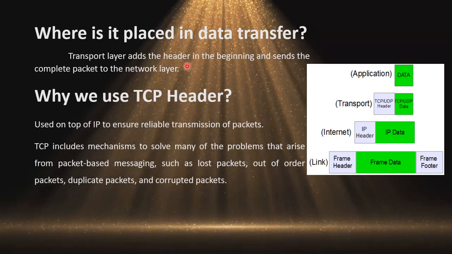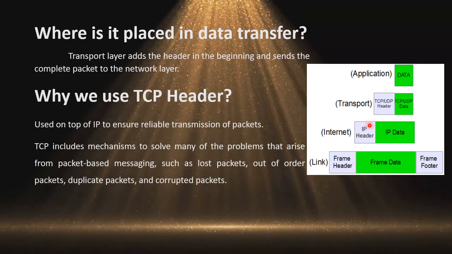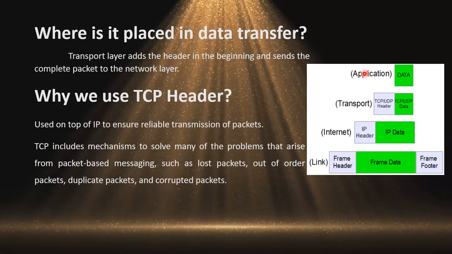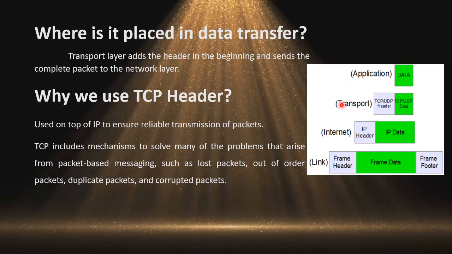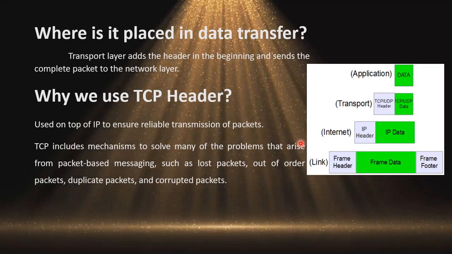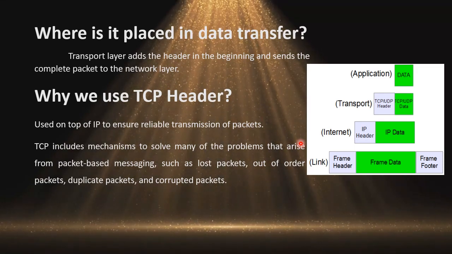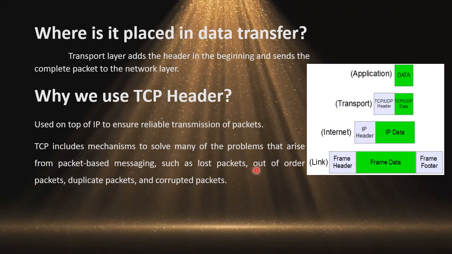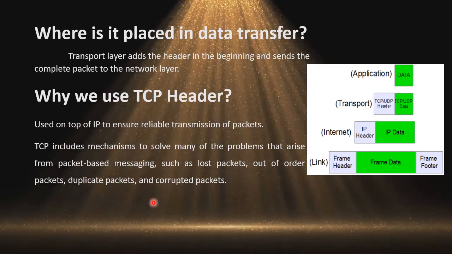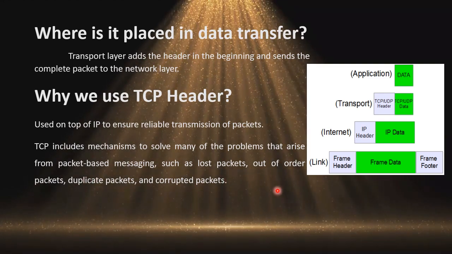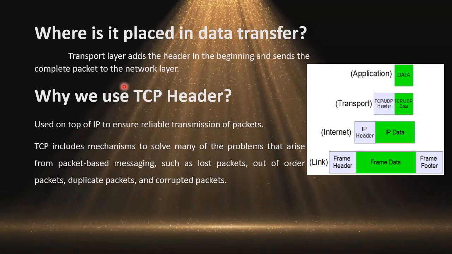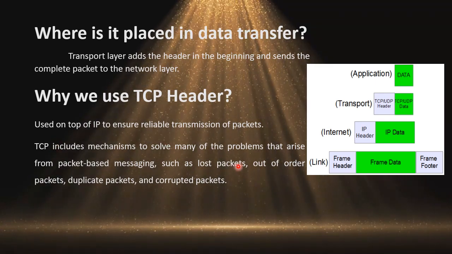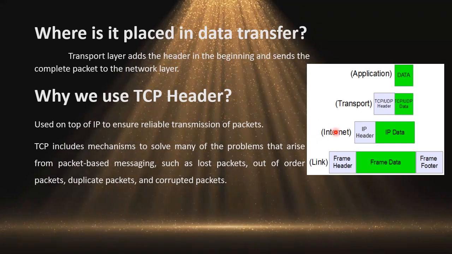And why do we use this TCP header? On top of the IP protocol, we use the TCP header information while sending the data. What is the main use of this TCP header? It solves the problems that arise in packet transfer. In case you lose any packet, or if it is out of order, or if you see any duplicate packets, or if it might get corrupted while sending the data, TCP will resend the information. I mean, TCP will solve these kinds of problems that arise while transmitting the data. Okay.